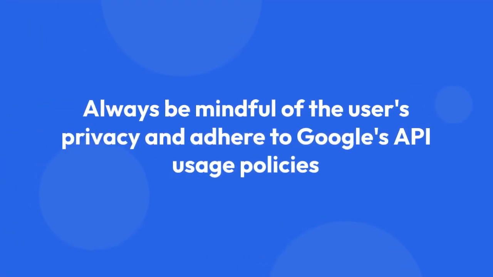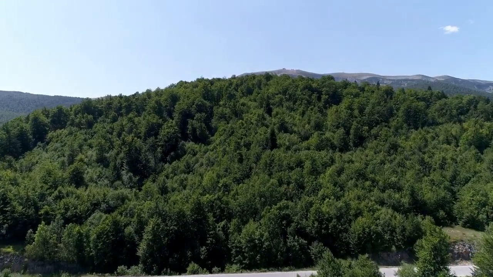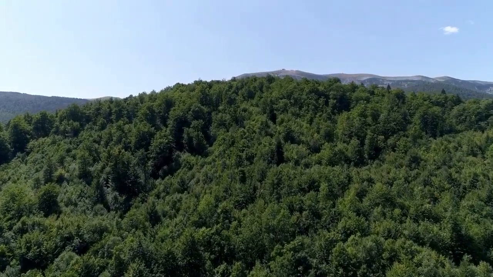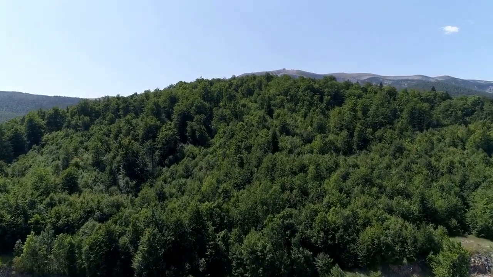Remember, always be mindful of the user's privacy and adhere to Google's API usage policies when accessing and handling their data. This process involves careful handling of sensitive credentials and API usage to ensure secure and compliant access to your analytics data. Following these steps, your C# console app will be able to authenticate using OAuth 2.0 and successfully retrieve data from the Google Analytics API.